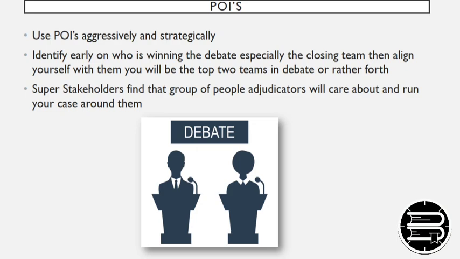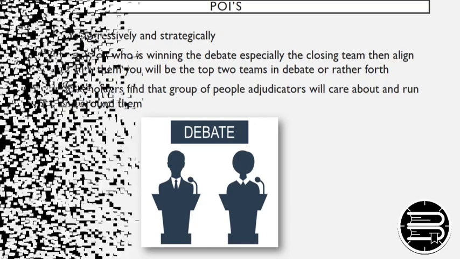Then super stakeholders. Whenever you are given a motion, there are key stakeholders at the center of that motion. Find that group of people, because adjudicators will care about those people, and run your case around them. They are expecting that if the motion is linked to certain stakeholders, you as a speaker will come forward and speak in line with that motion. They're expecting to hear that, so you align yourself with it. That's another way in which you can win a debate.